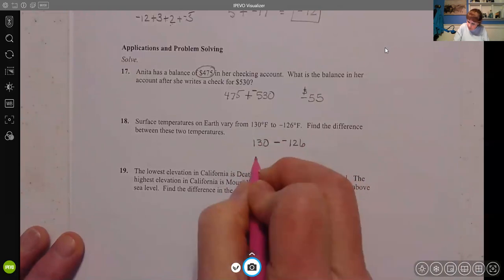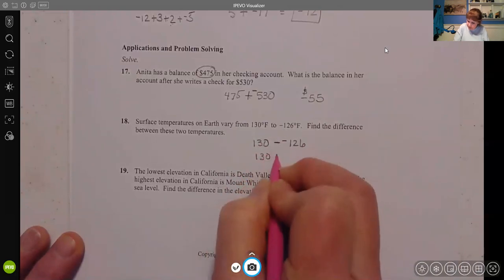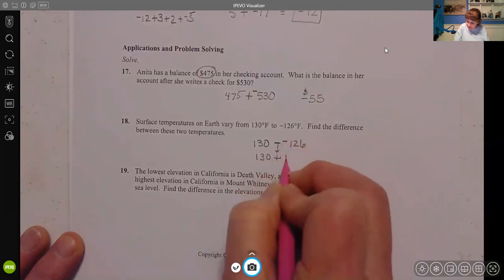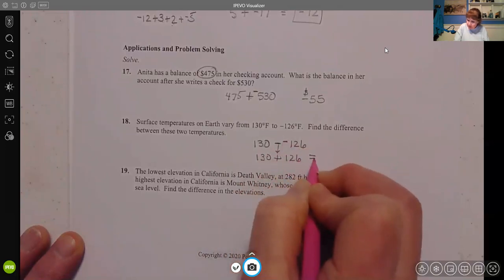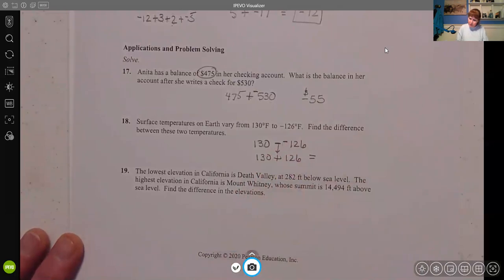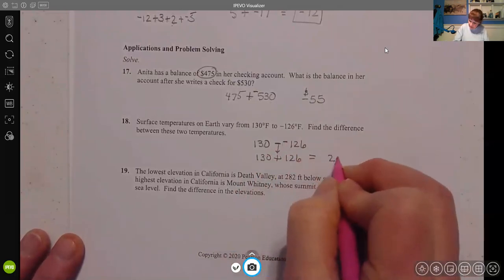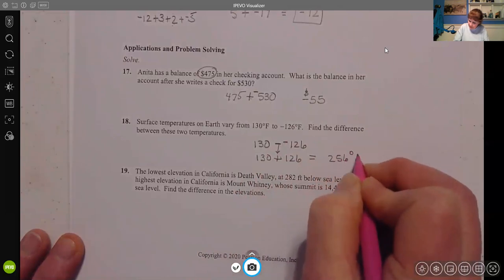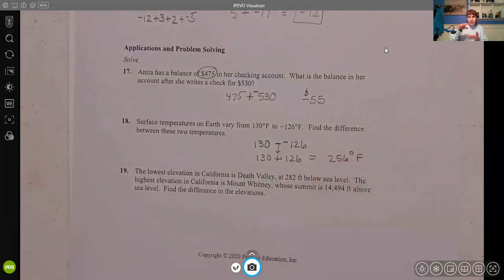So like we did before, change that to a positive, change that to its opposite. So the difference between the two is 256. That's quite a difference. 256 degrees Fahrenheit is the difference between the hottest and the coldest on Earth. 130, and negative 126 degrees, that's pretty cold.